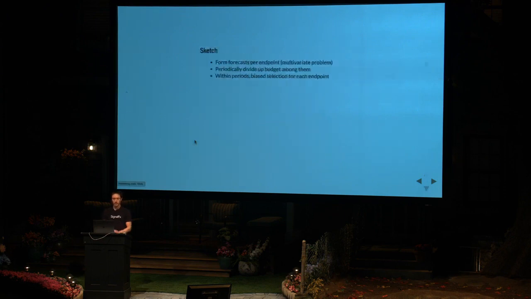Okay, so the general sketch is to form forecasts for volume for each endpoint, which you can think of as a multivariate forecasting problem, which I won't really say too much more about. Forecasting is its own nice subject, which could be treated separately. Then periodically, every minute, say, divide up some given budget among those endpoints with a preference for the infrequently used ones. And then within the periods, perform a biased selection.